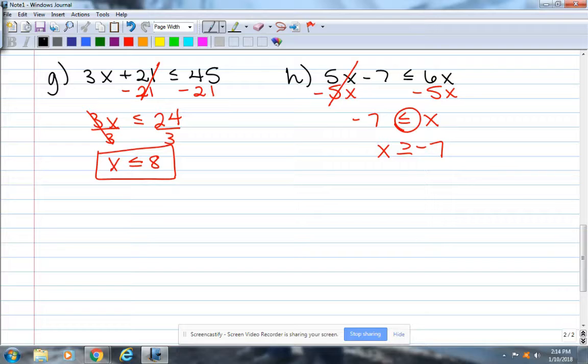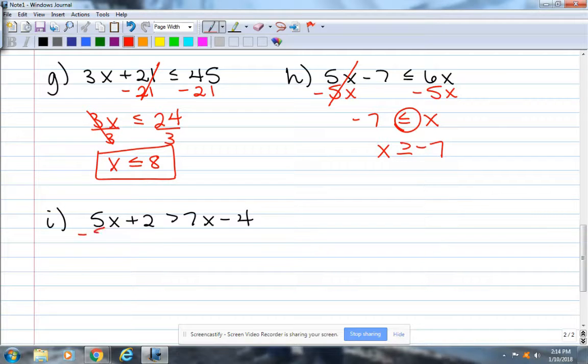Okay. Now let's do some with the variable on both sides. Example 1, let's do 5x plus 2 is greater than 7x minus 4. Now we did this with equations yesterday, right? What do we do when we have a variable on both sides of the symbol? We get them together, don't we? Right? So what do y'all want to do to get your x's together?